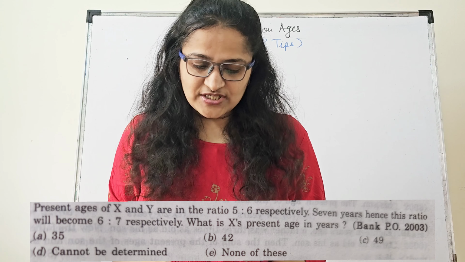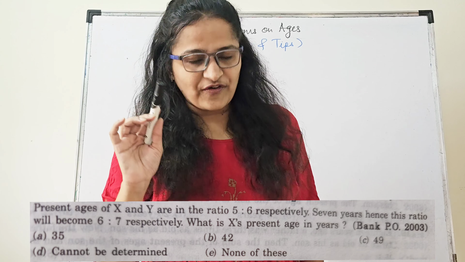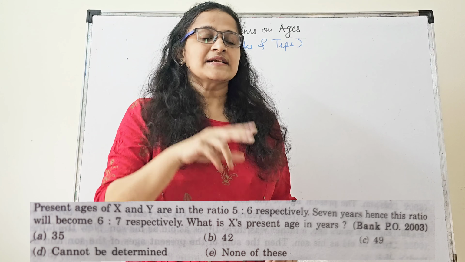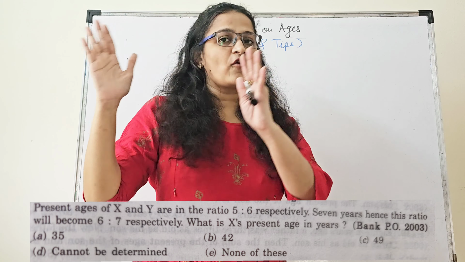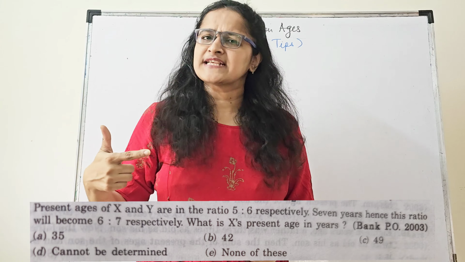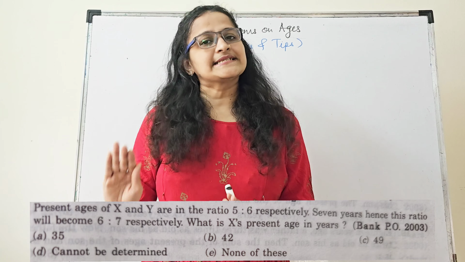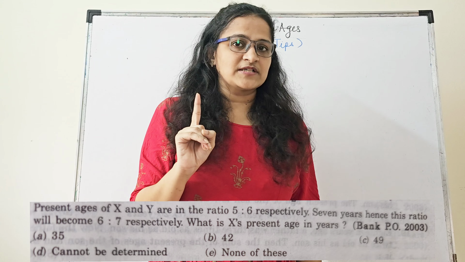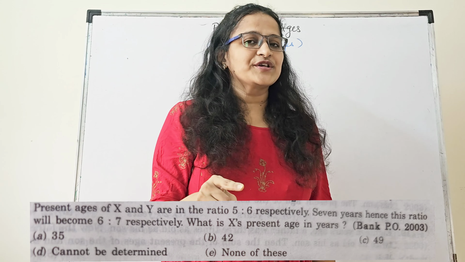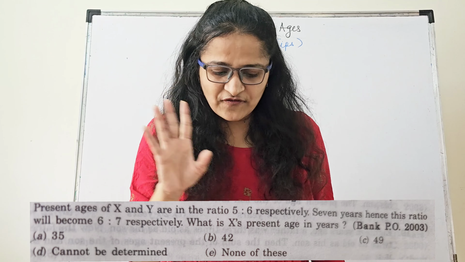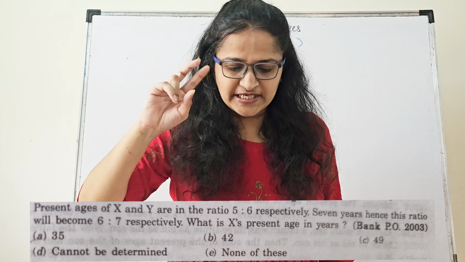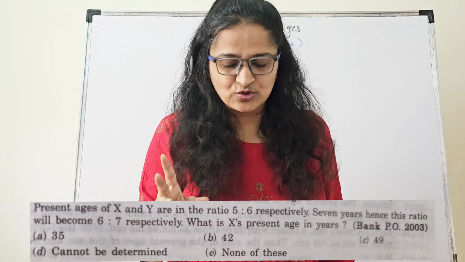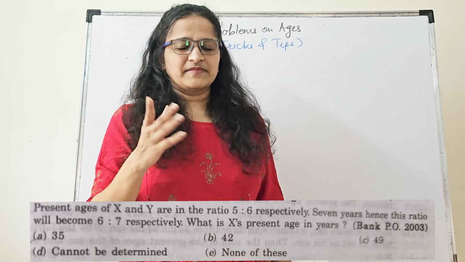So, present ages of x and y are in the ratio 5:6. In the previous video, we used to solve such examples by considering two variables, forming two equations and then solving those equations simultaneously, right? That was the easiest way to understand the basics, but it was a little bit time consuming at the same time. So, we are going to do this the other way. The first statement is clear, they have given the ratio. Then 7 years later one more ratio is given, and you are supposed to find the present age of x, or anybody.